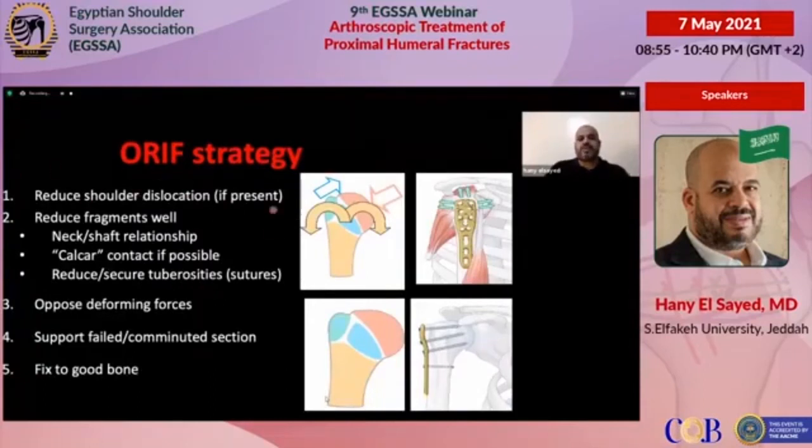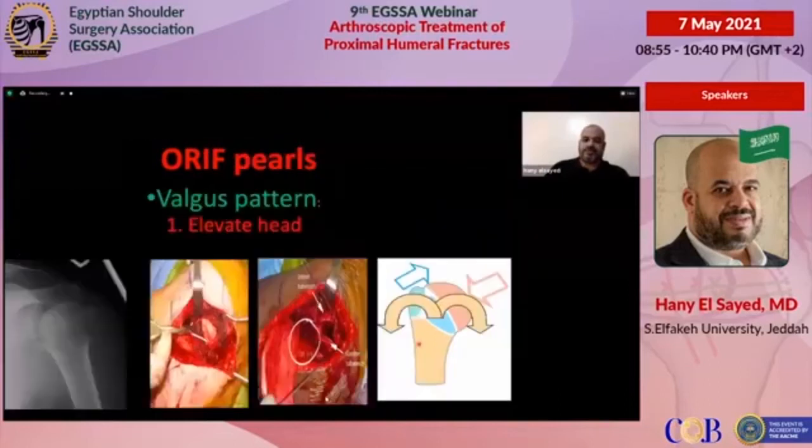So the ORIF strategy is as follows. First, we have to reduce the dislocated head. After that, reduce all fragments, restore the neck shaft angle, and reduce the tuberosities. Then we oppose the deforming force, support the comminuted section, and fix starting from good bone to bad bone.